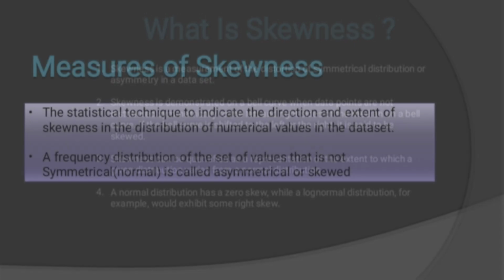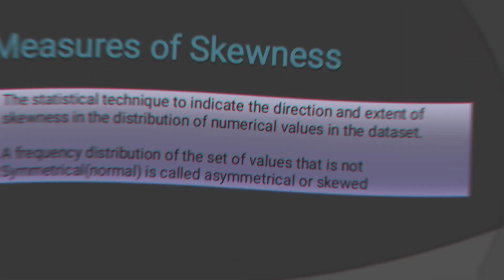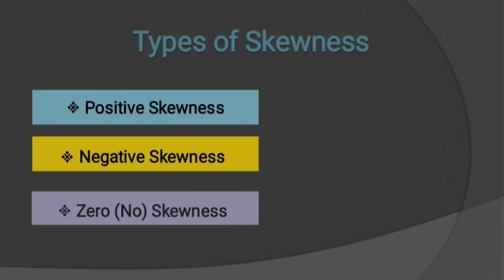Measures of skewness. The statistical technique to indicate the direction and extent of skewness in the distribution of numerical values in the dataset of frequency distribution of the set of values that is not symmetrical normal is called asymmetrical or skewed. Types of skewness. Positive skewness.